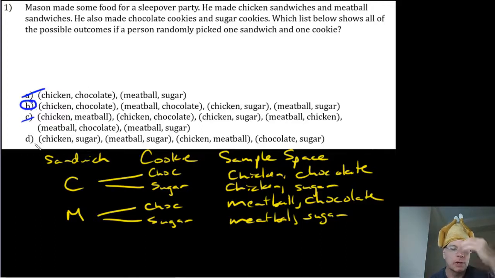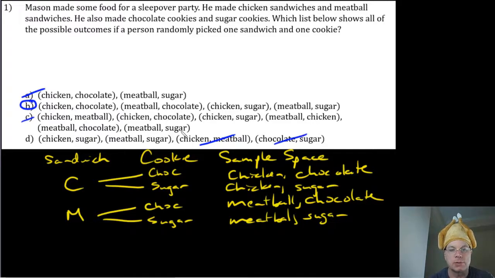Let's make sure we can see what's wrong with answer choice D though. Chicken sandwich and a sugar cookie, we had that as one of our possible outcomes. Meatball sandwich and a sugar cookie, that was another possible outcome. Chicken sandwich and meatball sandwich, that wasn't one of the ways the choices were described. You were choosing a sandwich and a cookie, so that doesn't work, and neither does 2 cookies.